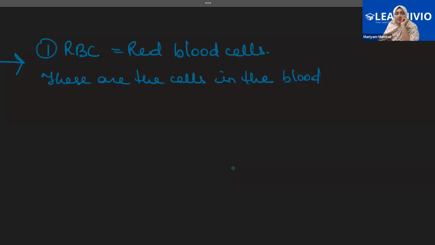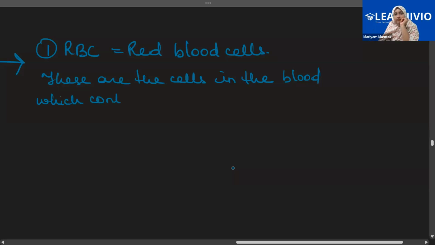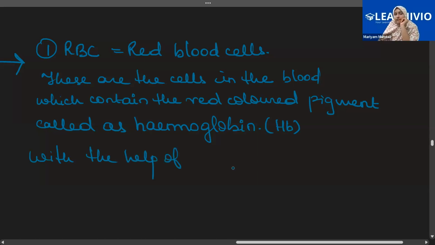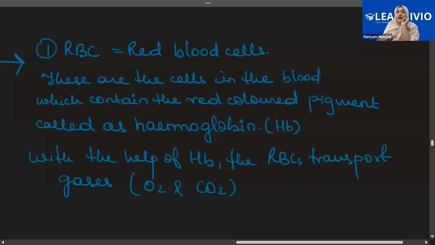So these are the cells in the blood which contain the red colored pigment called hemoglobin. The sign for hemoglobin is Hg, or you can say Hb actually. Now with the help of hemoglobin, the RBCs transport gases. Meaning which gases? O2 and CO2, meaning oxygen and carbon dioxide. Is this clear?